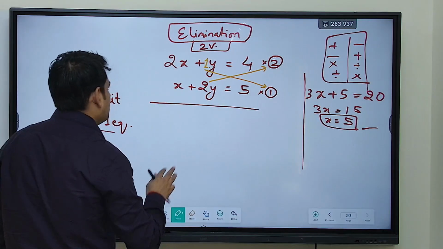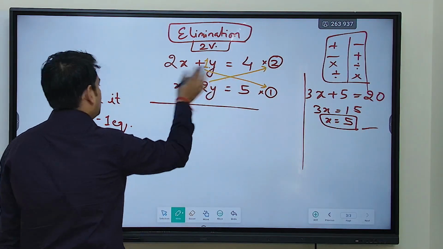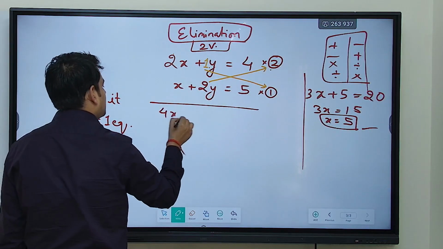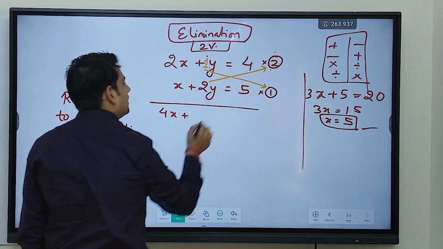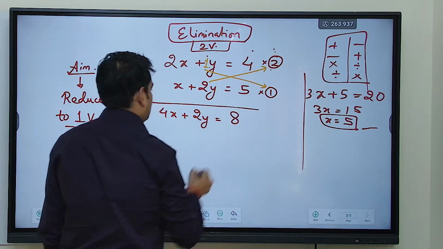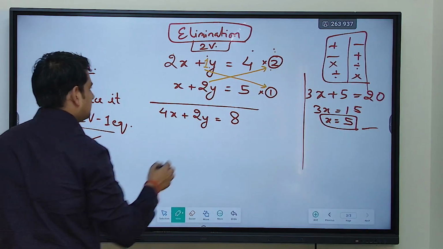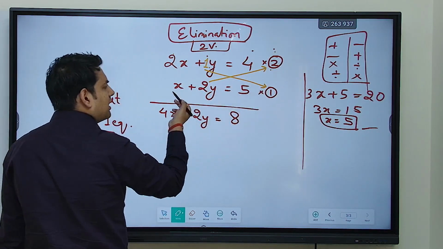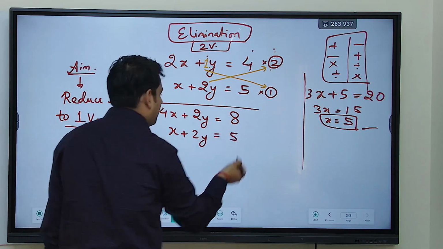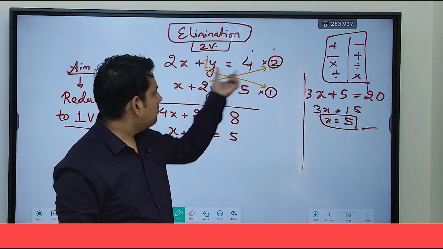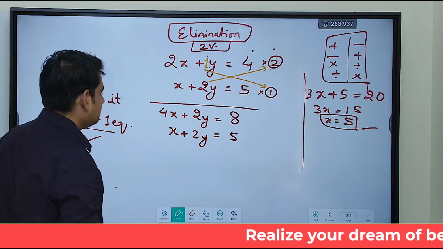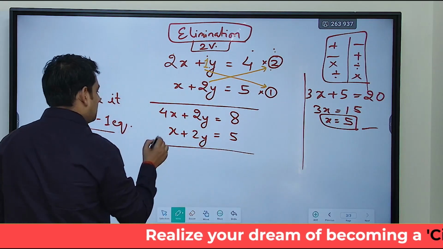Let's see how. You multiply this entire equation by 2, that is both parts. Now 2 into 2x will give you 4x, plus 1 into 2 will give you 2y. Then 4 into 2 will give you 8. Done. Now see this. Multiplying with 1 will give you the same result, so x plus 2y is equal to 5. But remember, you have to multiply on both sides. This side also, this side also. Correct?